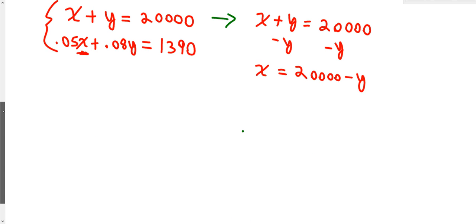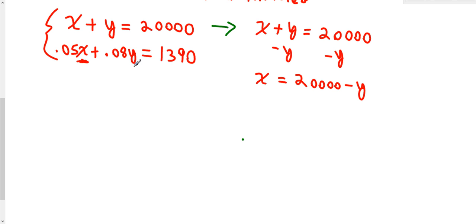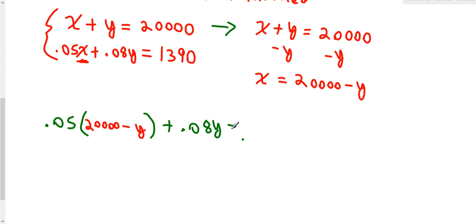All right. I'm going to take this second equation, and instead of X, I'm going to replace it with 20,000 minus Y. So I'll have 0.05, but instead of X, I'm going to replace my X with 20,000 minus Y. And then it's going to be plus 0.08Y is equal to 1,390.